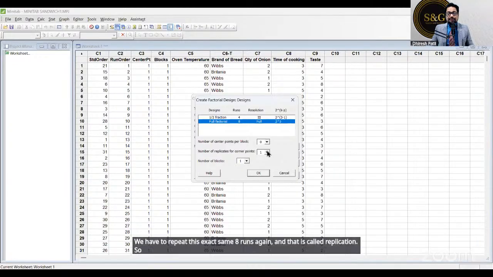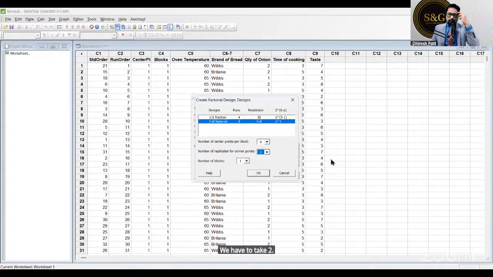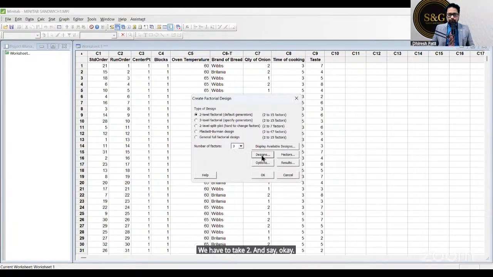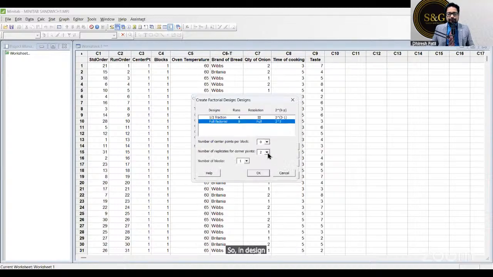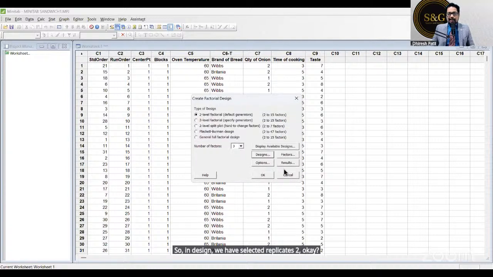So here instead of 1, we have to take 2. So in design we have selected replicates 2. Now go to factor.